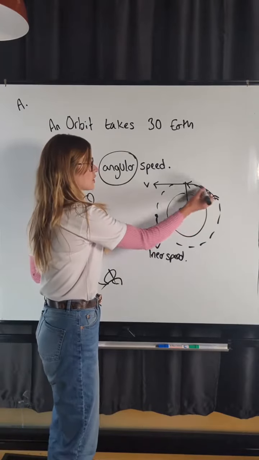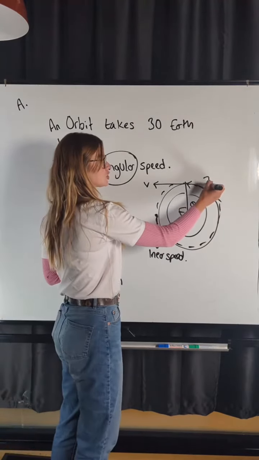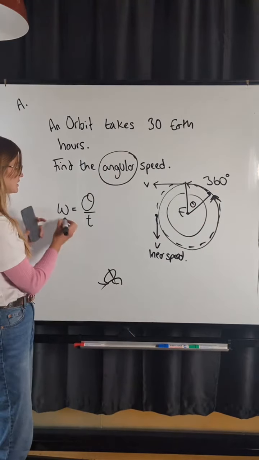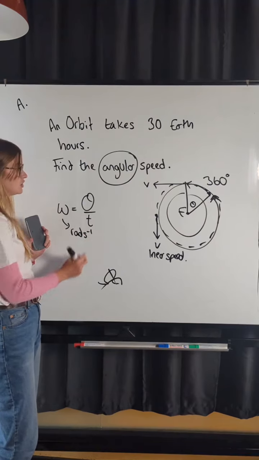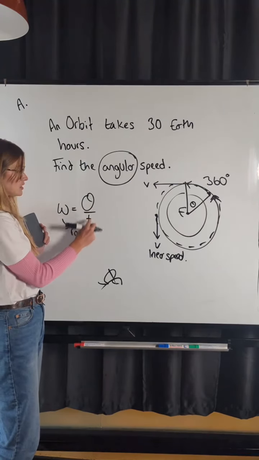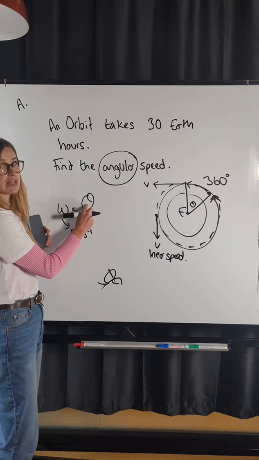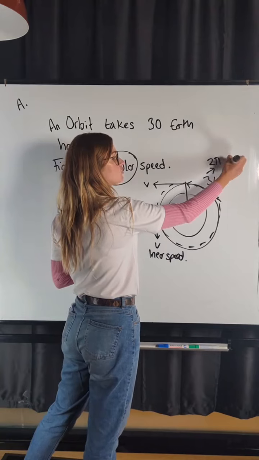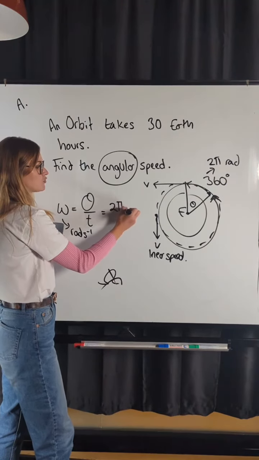So one orbit is the whole circle. Okay? So the angle it goes through, that whole circle, is 360 degrees. But angular speed is always measured in units of radians per second. Right? So this angle has to be in radians, times in seconds. 1 over time is seconds to the minus 1. But this angle needs to be in radians, not degrees. And I know that 360 degrees is 2 pi radians. So the angle it goes through is 2 pi radians.